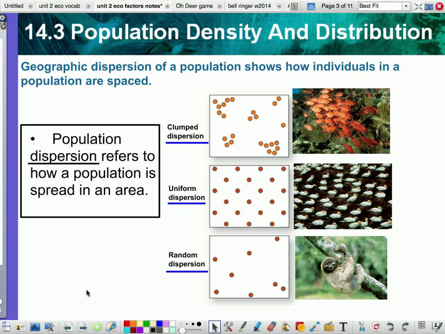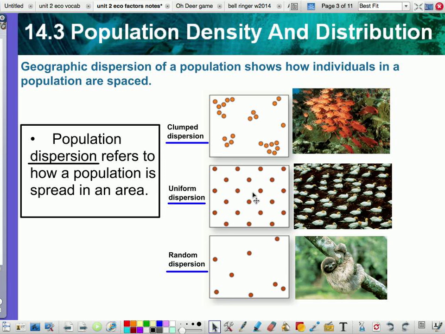Populations live in a very noticeable pattern. Okay, so we can tell exactly how they live. For instance, fish that live in the ocean, we know they have schools, right? You've heard that before. So we call that clumped dispersion. That's nothing more than having clusters or schools where they live.